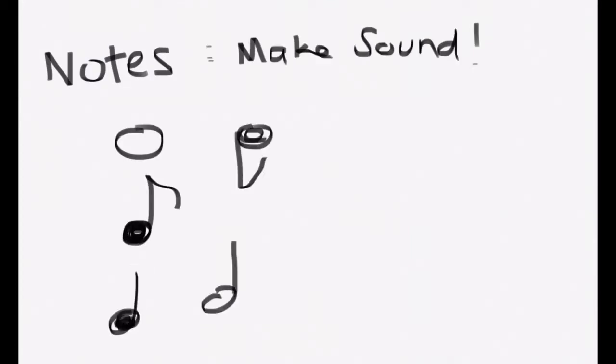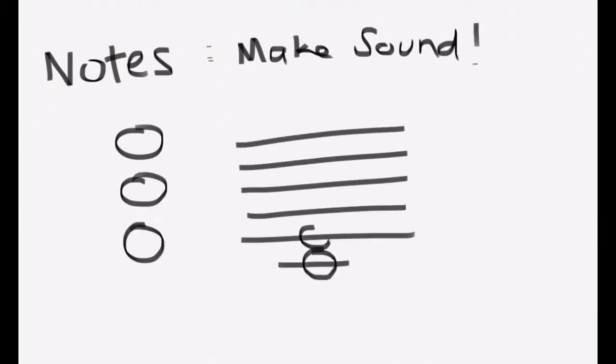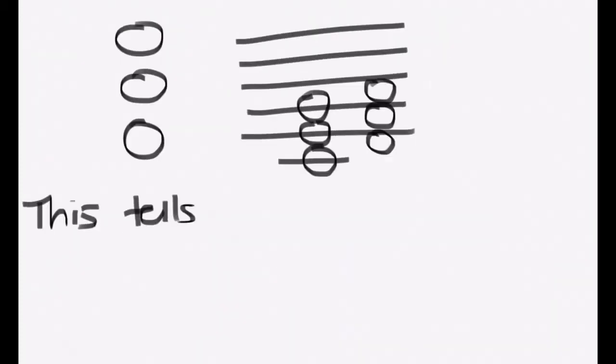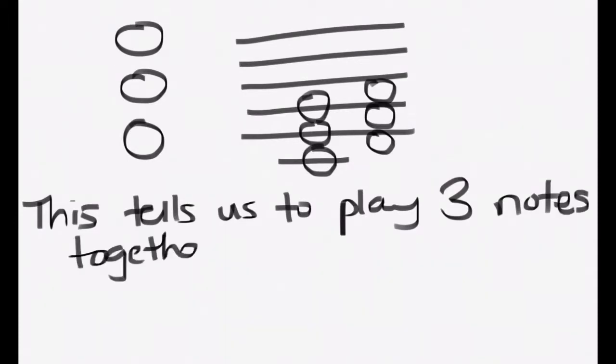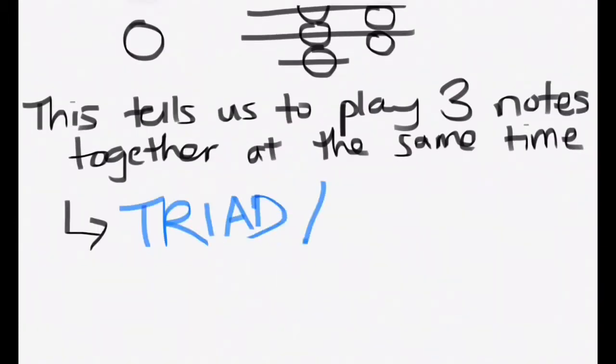In music, we have different symbols. Notes are the symbols that tell us to make sound. In a chord or a triad, we have three notes. This is what they look like. When they look like this, it tells us to play three notes together at the same time. This is what we call a chord or a triad.